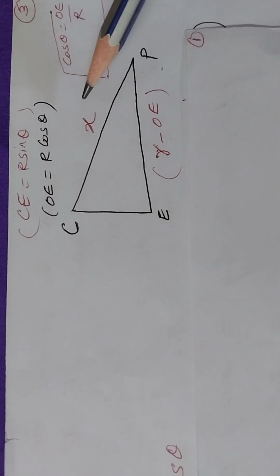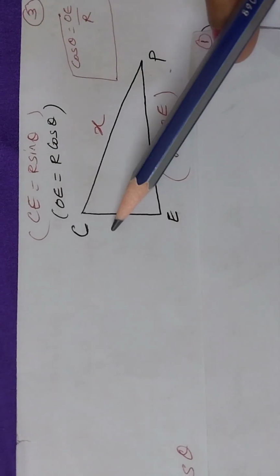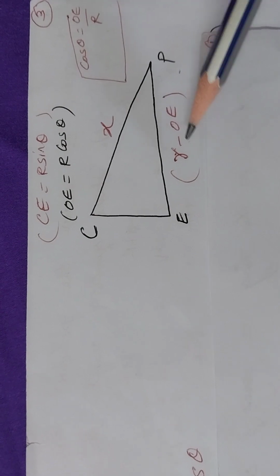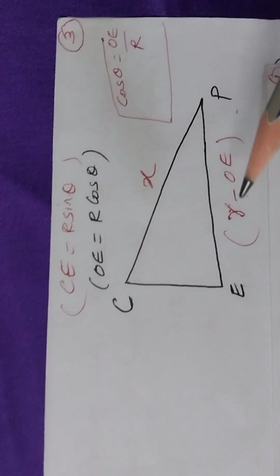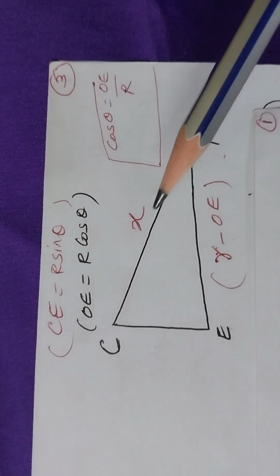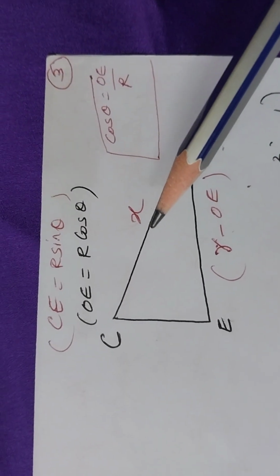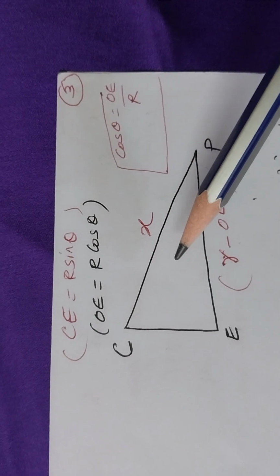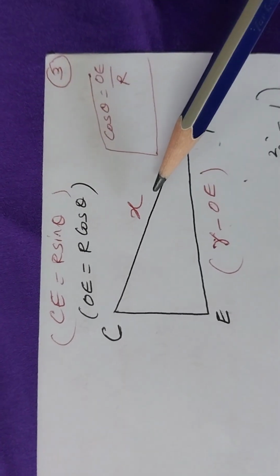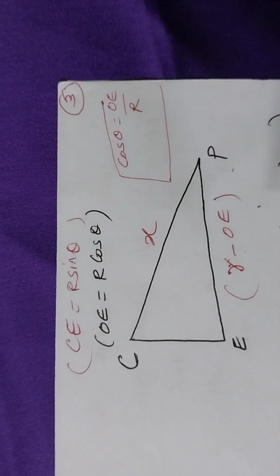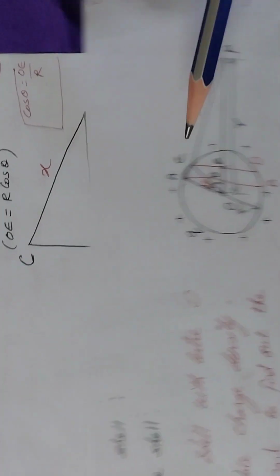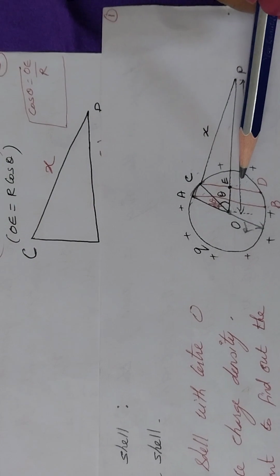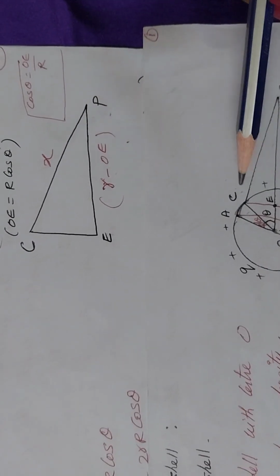x squared is equal to CE squared plus (R minus OE) squared. This is from the Pythagoras theorem. So x squared is equal to CE squared plus (R minus capital R cos theta) squared; for this OE we can substitute capital R cos theta. Okay, and then how does it come?